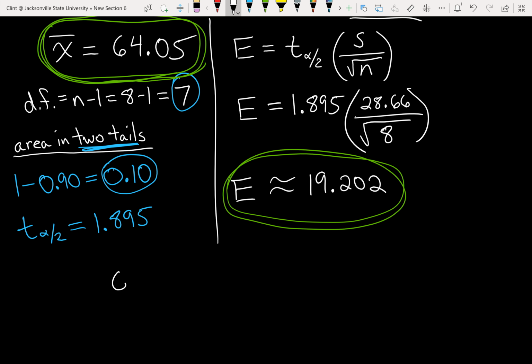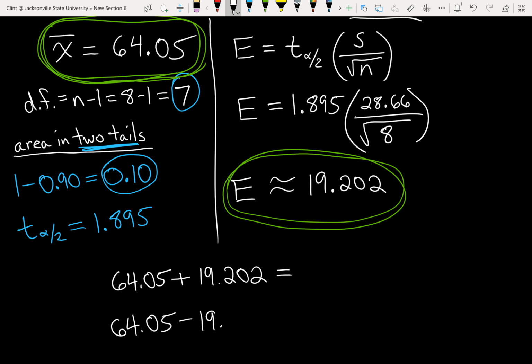So for the upper endpoint, we'll do 64.05 plus 19.202. Figure that out, and then we'll do 64.05 minus 19.202. And we're going to round. I don't have the instructions pulled up, but on the next step, it's going to tell us to round to 1 decimal place.